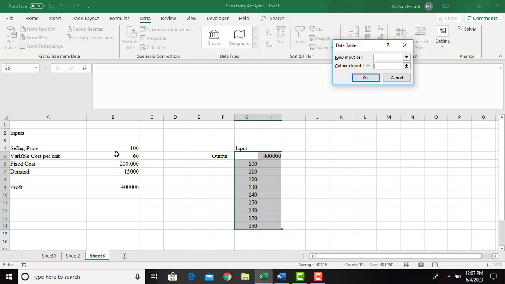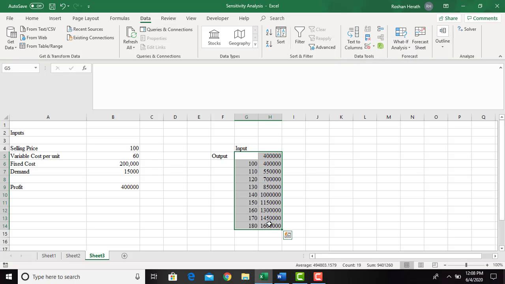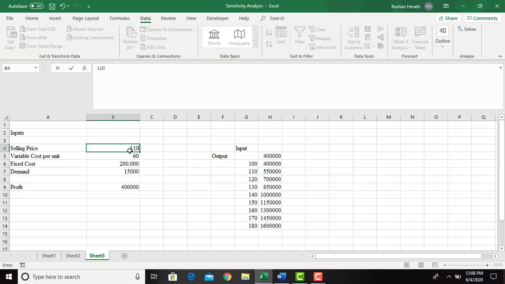So you may go to the original model and refer to the input over there, right? In your original model, this is where the input is. Then you may refer to this particular one, right? Then all you have to do is say okay. See, the corresponding outputs were given. So if your selling price is 100, then this must be the profit. That is in fact true, because the first model we developed considered the selling price as 100. If your selling price is 110, it's going to be 550,000. If you want to make sure, just change this figure and see.